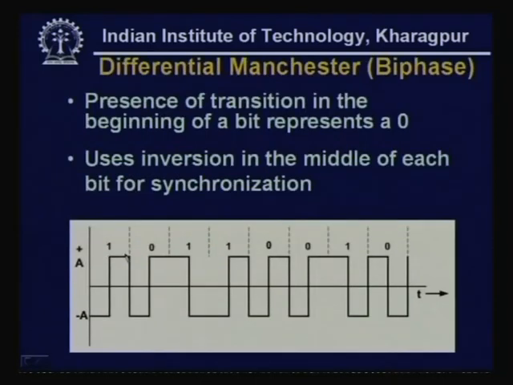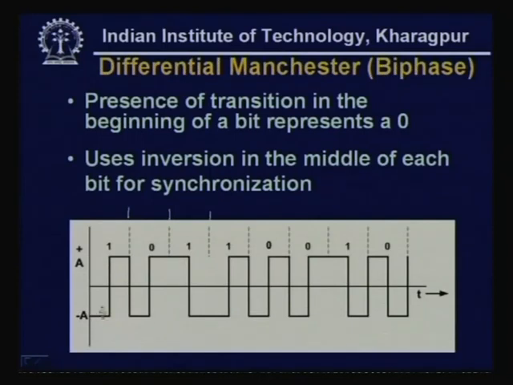Let us see the other one, the differential Manchester, which is known as biphase encoding. Here the presence of a transition in the beginning of a bit position represents a 0. That means a transition in the beginning of a bit position, this is the beginning of a bit position, this is the beginning of a bit position. If it is a 0, then there is always a transition in the beginning. For example, here there is a transition, but it can be from high to low or low to high, there is no distinction. If it is 1, there is no transition. So, it depends essentially on the previous bit.